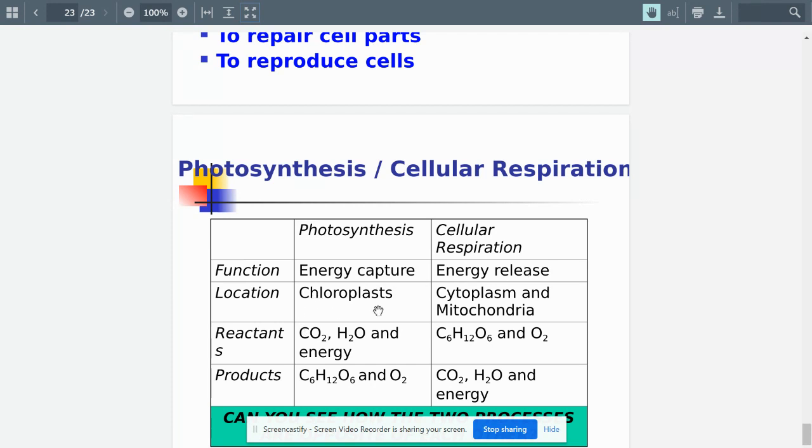For photosynthesis, the location is the chloroplast. For cellular respiration, it's mostly the mitochondria, and then a little bit of it happens in the cytoplasm. But if you're asked for the organelle responsible for cellular respiration, it will be the mitochondria. So if you look at reactants and products, they're opposite each other. The reactants for photosynthesis are the products for cellular respiration. The products for photosynthesis are the reactants for cellular respiration. So they are opposites. Okay, that's it for now.